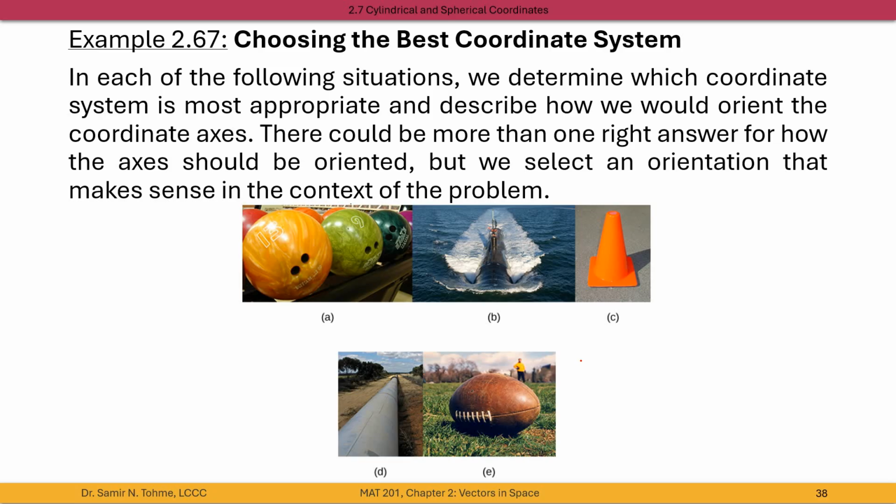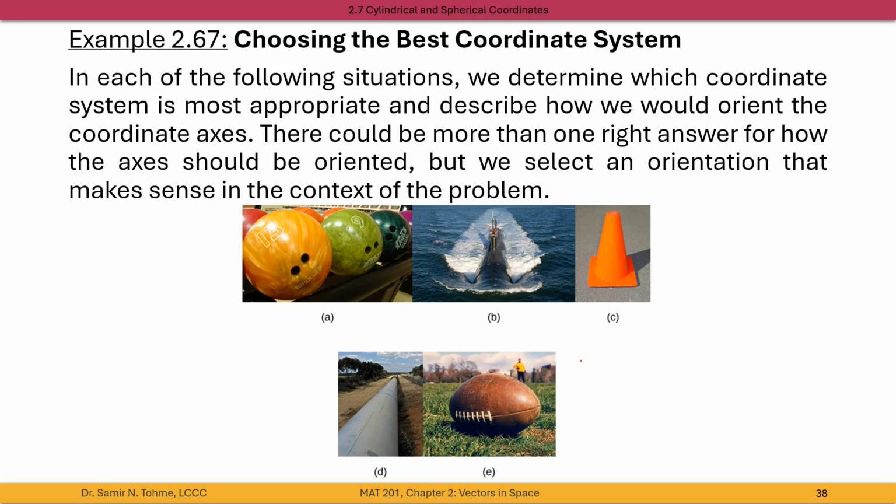As the last example for this section, section 2.7, in example 2.6, we're going to choose the best coordinate system. You have multiple objects in real world, like a bowling ball, a submarine, a cone, a pipe, and a football. Now, there's no right or wrong answer. So we're gonna discuss. It depends which one. Maybe different people will choose different coordinate system, but there is a best coordinate system for your physical system. There is one, the best one, but not a right or wrong.